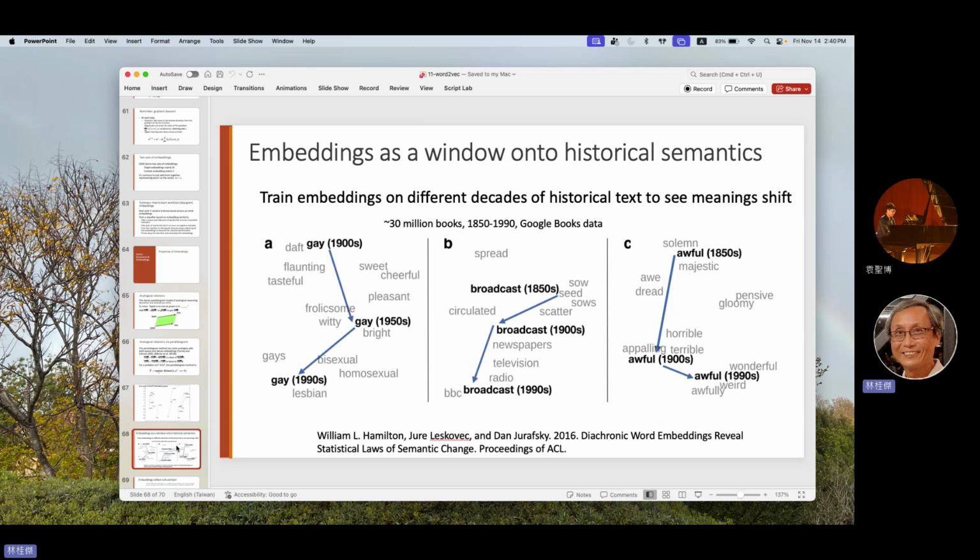So even for the same word gay, if you use the classical way of encoding, they will appear to be the same: this gay is the same as this gay as this gay.